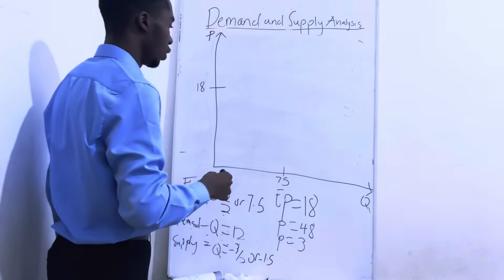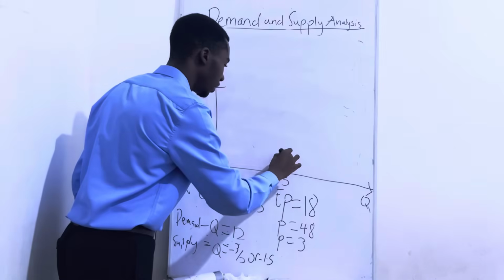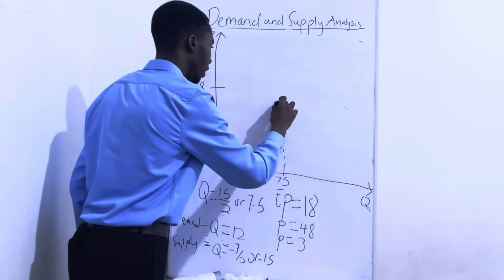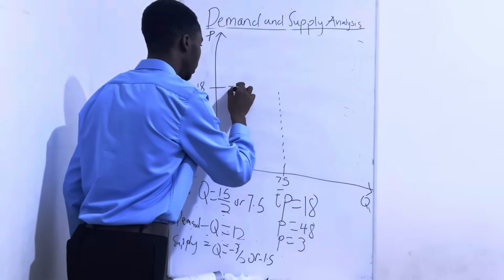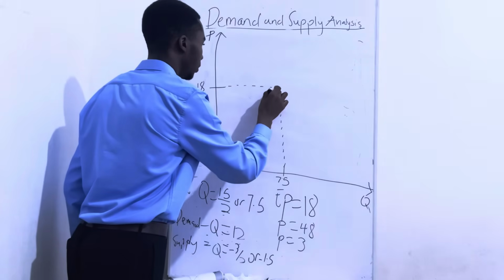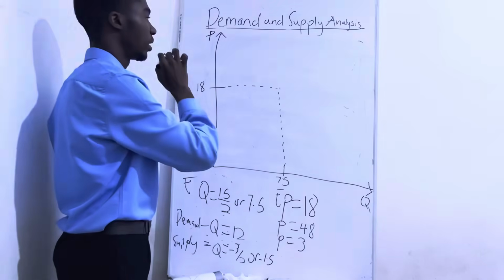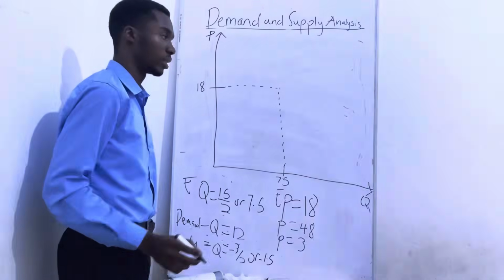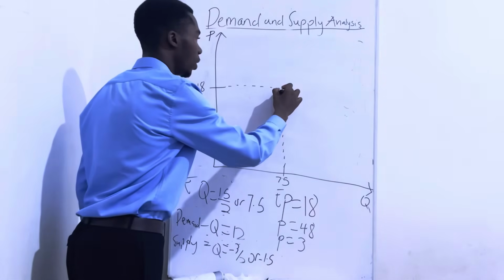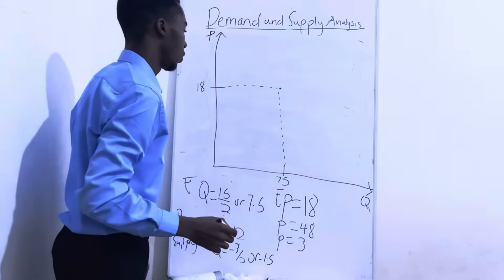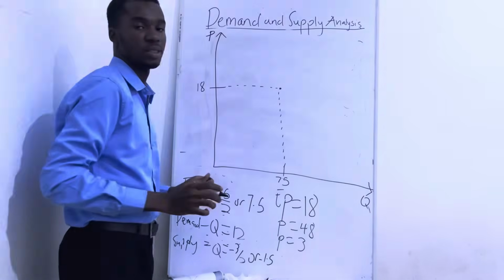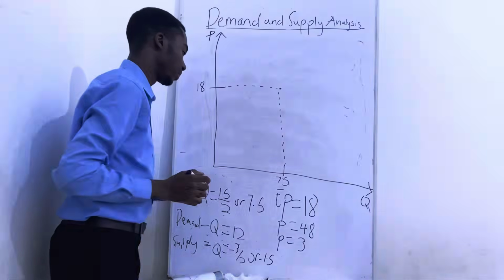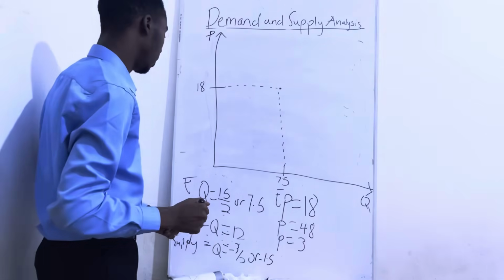So for 18, you draw straight lines. Always put in mind the equilibrium quantity and the equilibrium price. You draw a line to meet them. You don't just rule a straight line like that. You draw a line to this side, then you draw one to this side as well. Here is where we call the equilibrium point, where the equilibrium price and the equilibrium quantity meet. So you just draw short dashes to meet them. Now you're done with the equilibrium price and the equilibrium quantity.